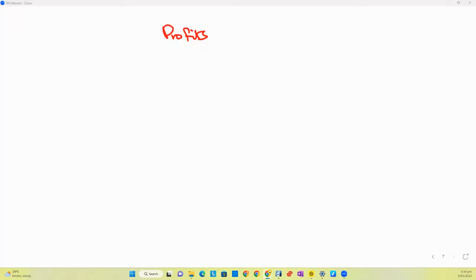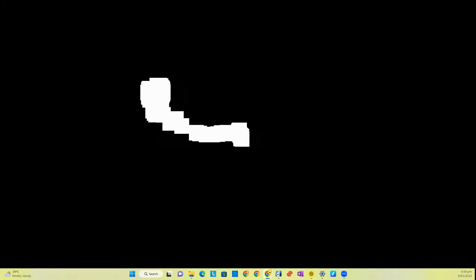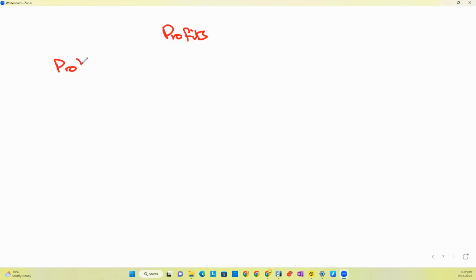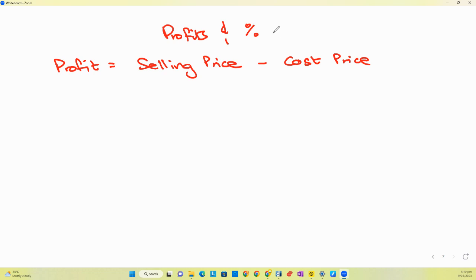Looking at the concept of profit and what it is. The formula for profit is equal to selling price minus cost price. All right, we can also look at percentage markup.